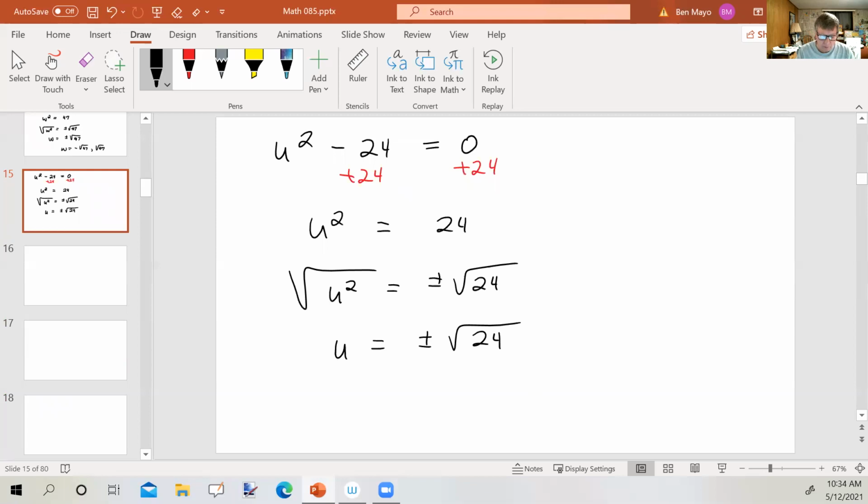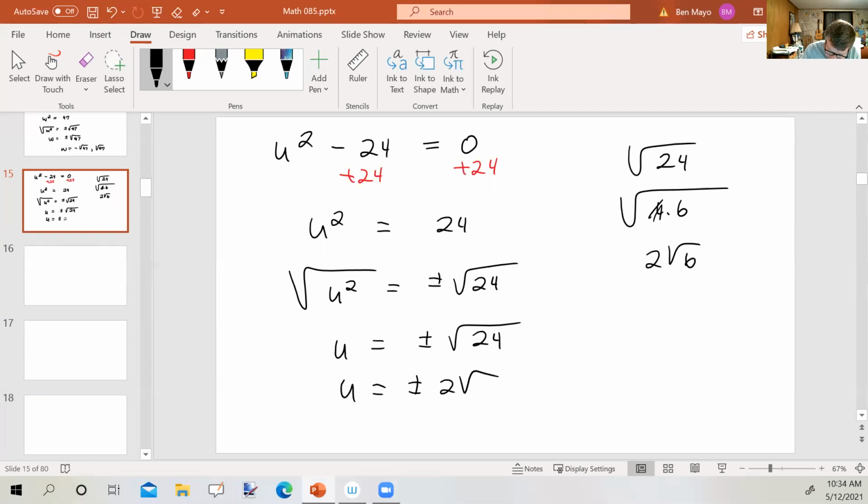However, the square root of 24 can be simplified further, as we learned in the last chapter. So this would be the square root of 4 times 6, which is 2 square roots of 6. So u equals plus or minus 2 square roots of 6. So we'd say u equals -2 square roots of 6, comma, and then the positive 2 square roots of 6. And we don't have to put the plus sign in front of the positive value.